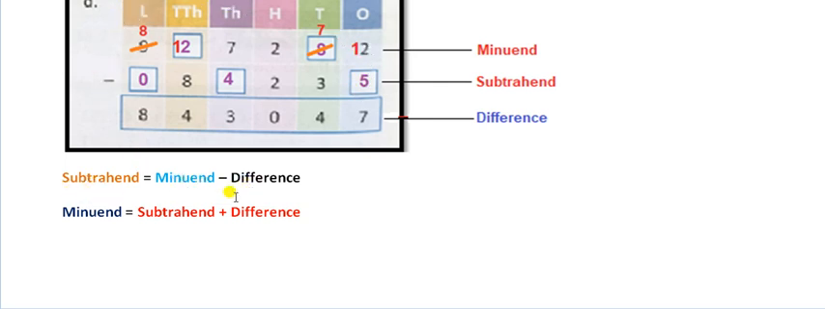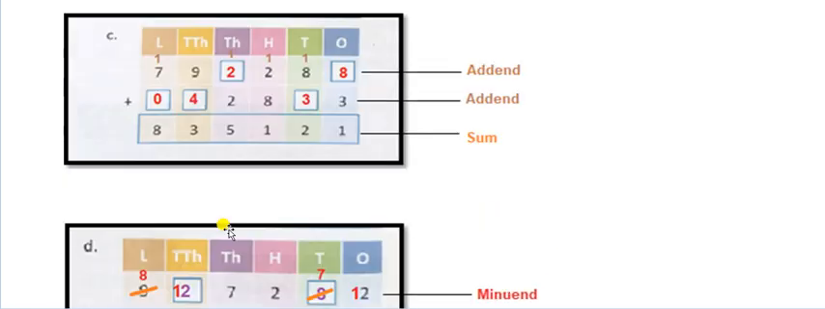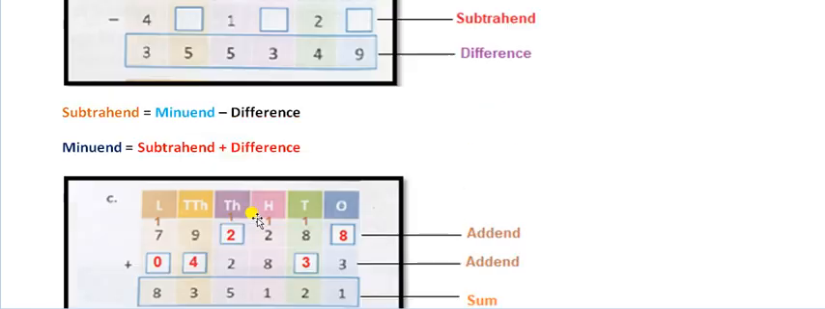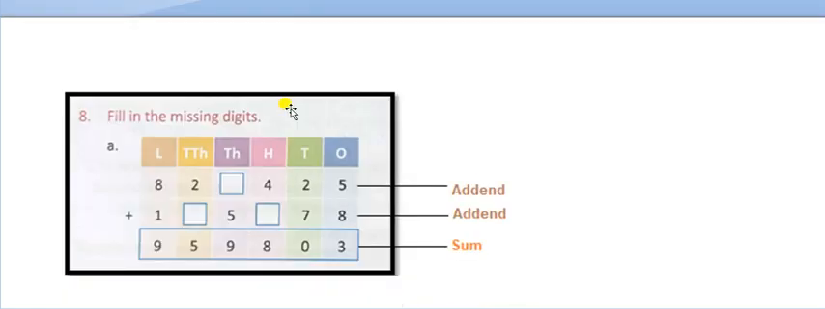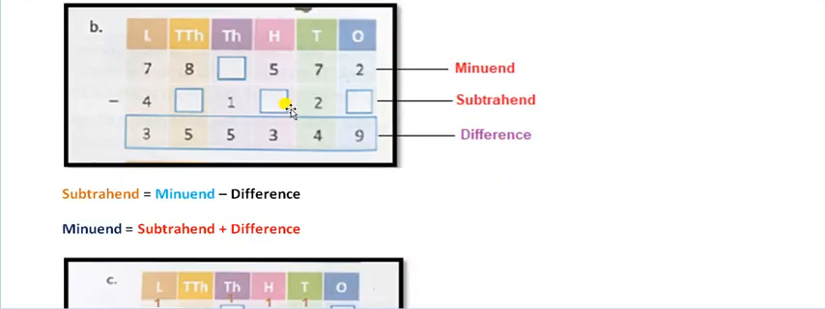We can apply the formulas for the subtraction process. You can apply the formula for finding the missing digits in case of subtraction and addition. You can directly count whatever additions are given. Try to complete 8A and B as homework.